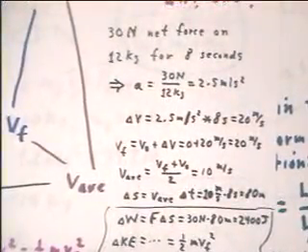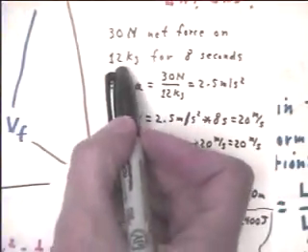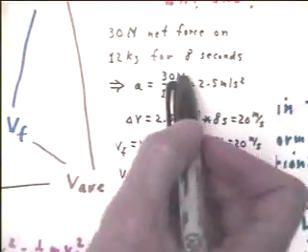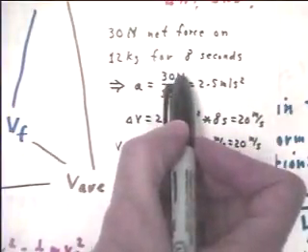Let's say that we have a 30 newton net force acting on 12 kilograms for 8 seconds. What can we conclude from this information? Now, you really should pause the tape and see what you can conclude here.